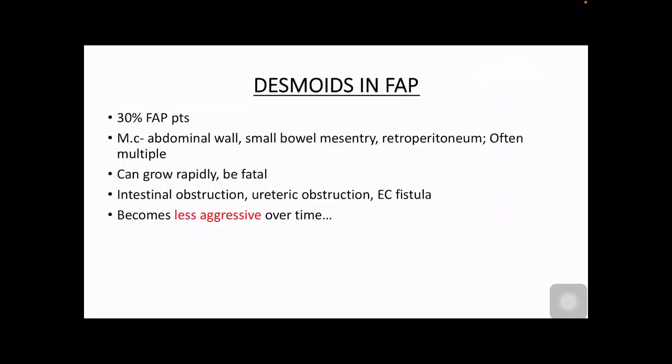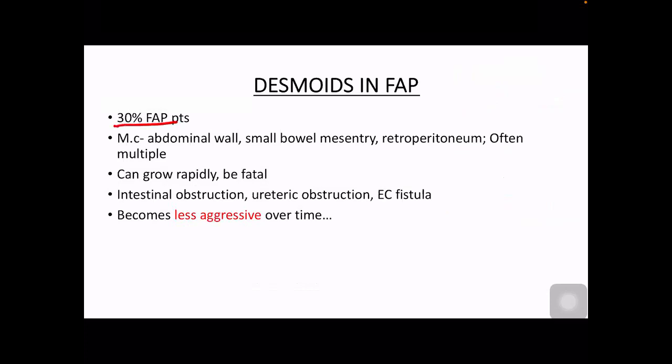So the next important thing in FAP is the desmoid tumor. As I said before, there are three most common causes of death. First is colorectal cancer, followed by desmoid tumor, and followed by periampullary carcinoma. So what is this desmoid tumor? Desmoid tumor is basically a proliferation of fibrous tissue, which is a kind of locally aggressive tumor, which happens in 30% of FAP patients.